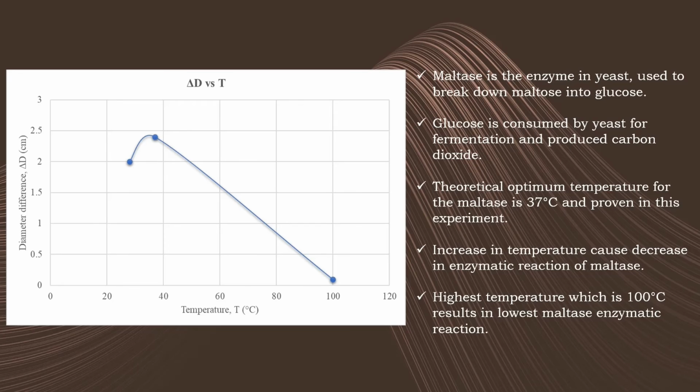An increase in temperature afterwards causes a decrease in the enzymatic reaction of the maltase, which we can see as the diameter difference drops. The highest temperature, which is 100 degrees Celsius, results in the lowest difference in diameter, 0.1 centimeter, which can also be taken as the lowest enzymatic reaction. At this point, the maltase will denature, and there won't be any difference in diameter if the experiment proceeds with an even higher temperature. Hence, temperature does have an effect on enzyme activities and also enzyme kinetics.